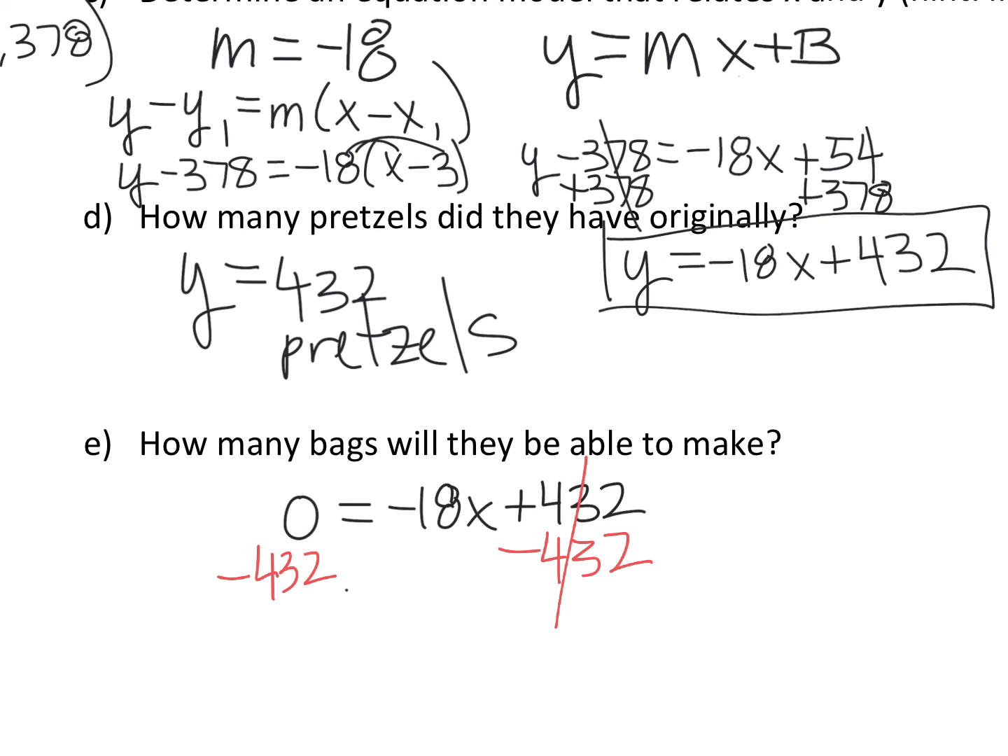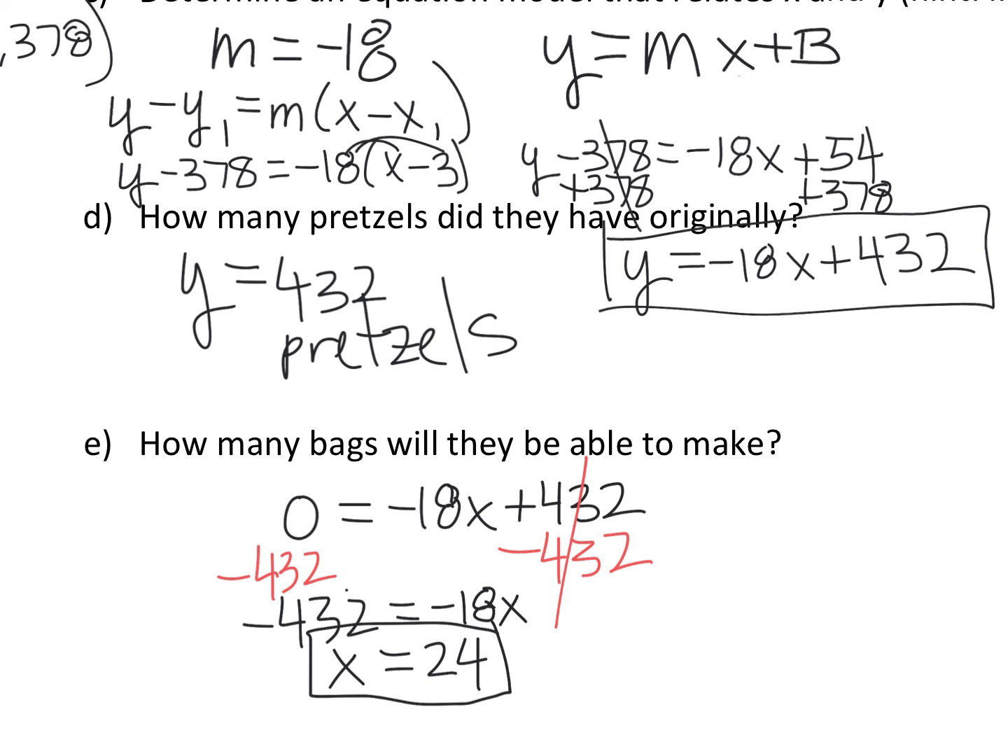Okay, so let's write the next step out. Negative 432 equals negative 18x. And we get a nice round number of 24. Therefore, we can calculate that we can make 24 bags.